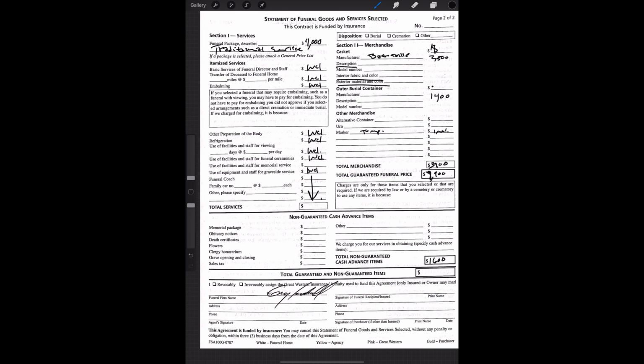$1,600 is going to be written down here in our total non-guaranteed cash advance items. And that's going to be used for whatever. You can write in here to be used toward death certificates, cemetery costs, flowers, etc., right? $1,600 and $7,900 should equal $9,500. If I'm wrong on that, sorry. Still going to publish this video anyway.